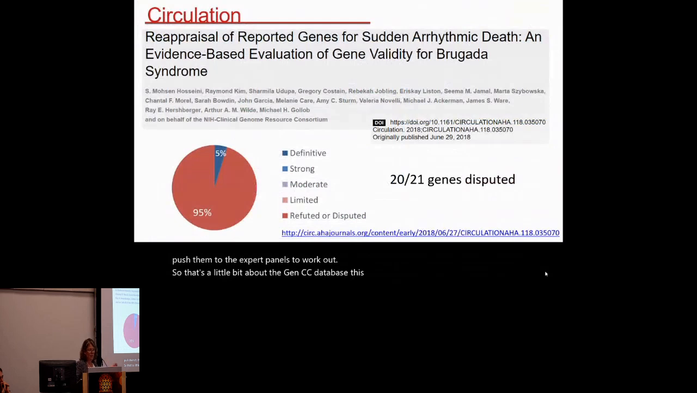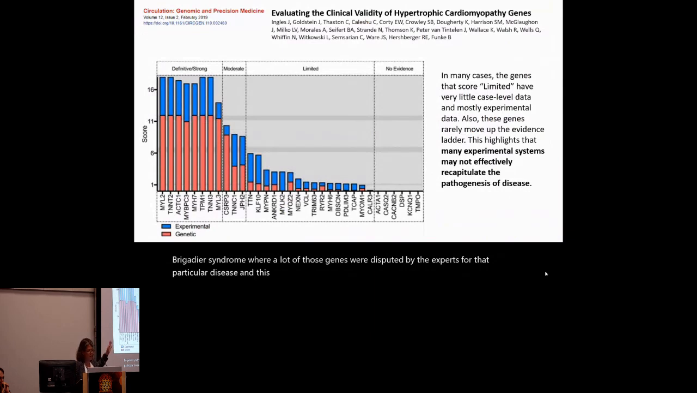This is the example I alluded to from the Brugada syndrome, where a lot of those genes were disputed by the experts for that particular disease. And this is another example from our hypertrophic cardiomyopathy group. And one thing you might notice, so they've stratified the evidence by genetic in red and experimental in blue. And what you might notice in the area of limited evidence, that a lot of these genes only have the blue evidence and very little red.